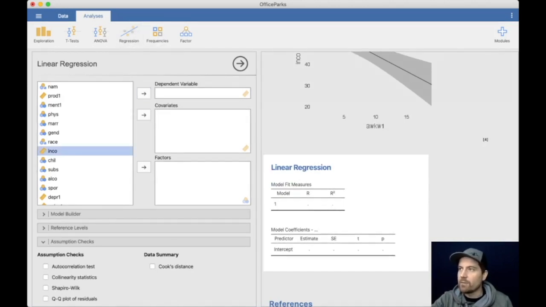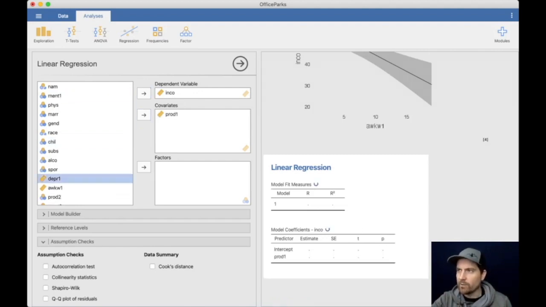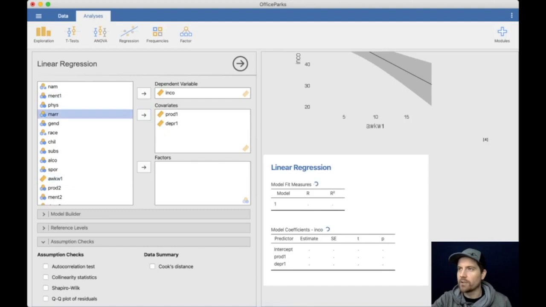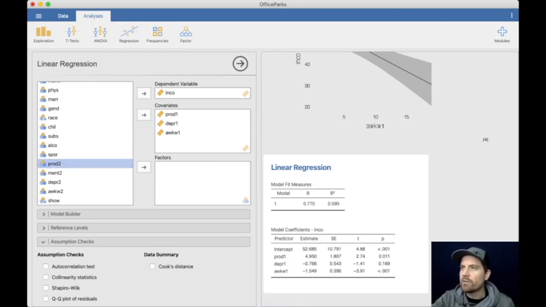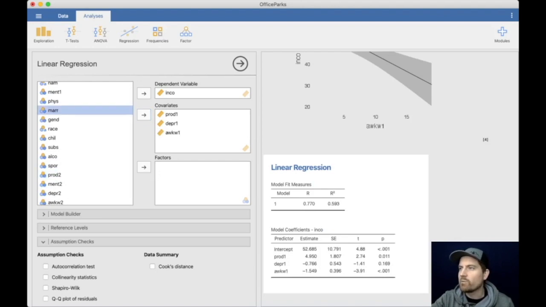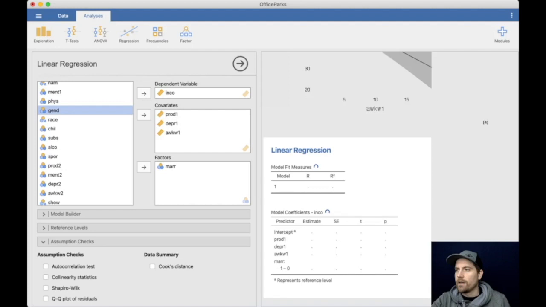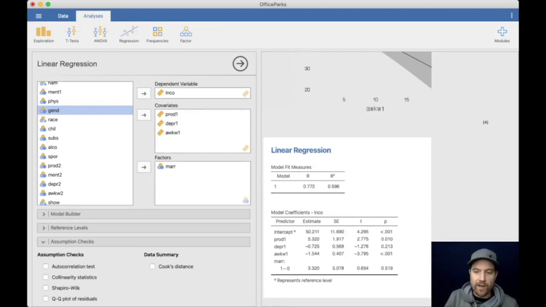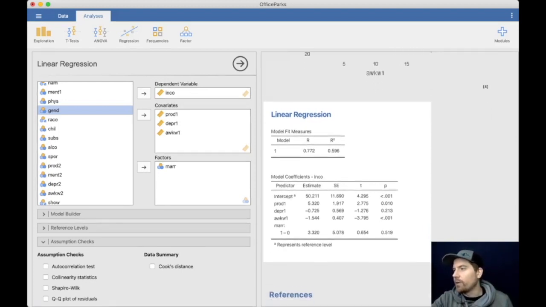Again, we want income as our dependent variable. Let's bring depression and awkwardness over. We still want to control for those. But now let me find married. I'm going to bring that over as a factor. As a reminder, we're treating that as a factor because it is categorical. We bring married over, and now this is what we have.